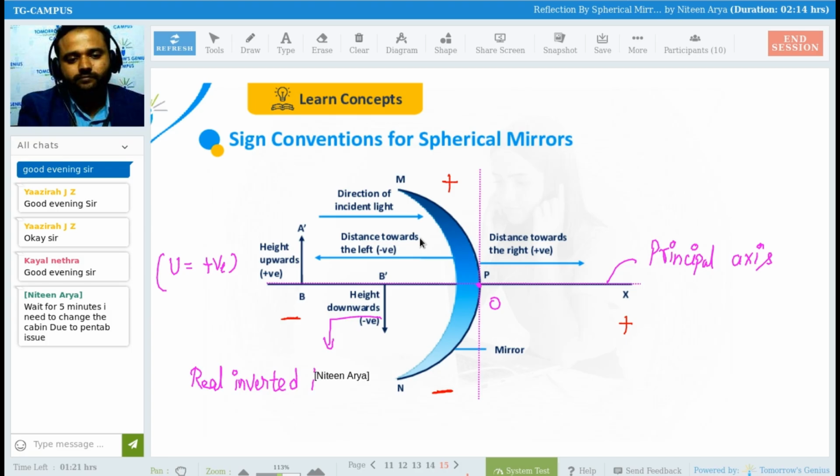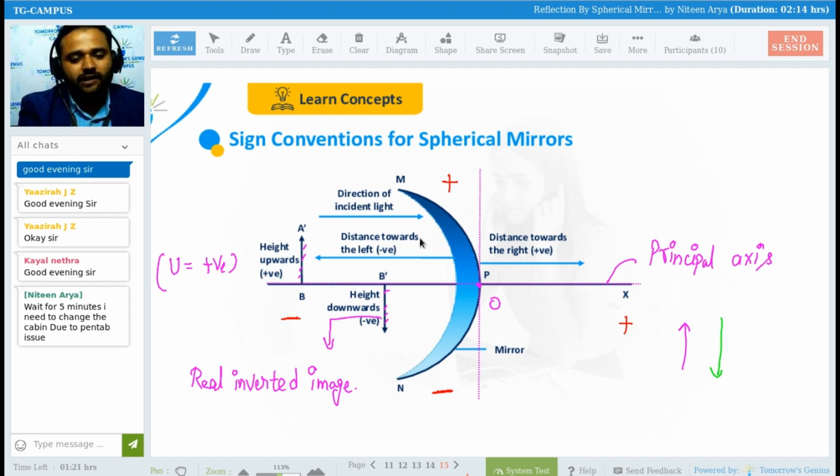Anyone tell me? What is the meaning of inverted? Anyone know here? Upside down image. Exactly. Inverted means upside down. As you can see, there is an object and that is the image. The object is in the upward direction, and your image is in the downward direction. So that is your inverted or upside down image. So that is height towards the negative side.